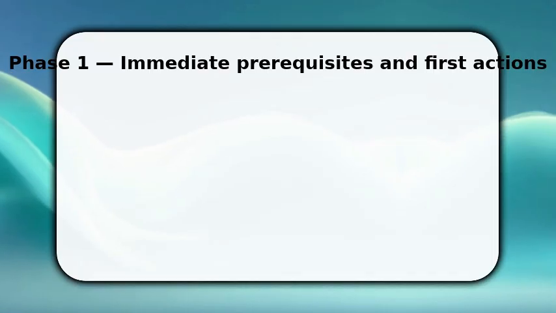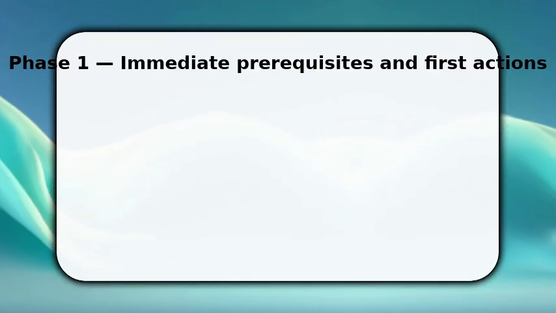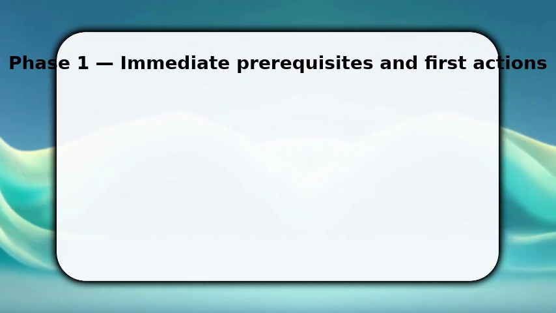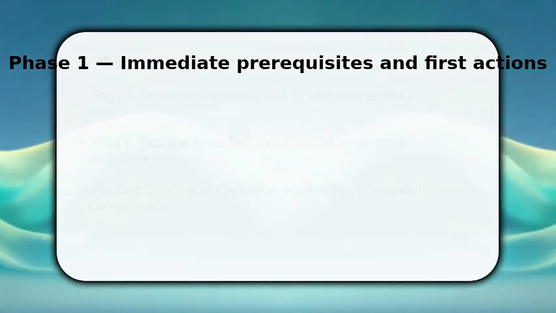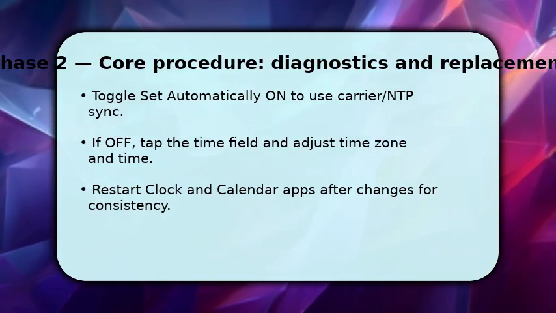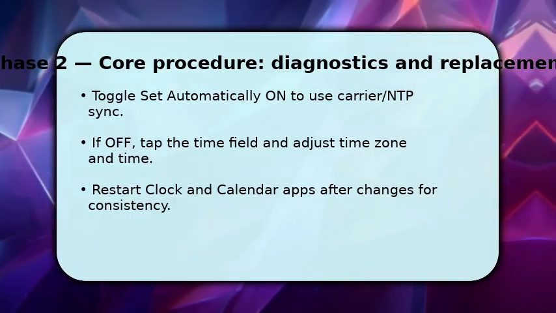Once you're on the Date and Time screen, you'll see Set Automatically. Make sure you know if you want network time or manual control, because the next step changes how the system updates. Now decide how to set the time. Toggle Set Automatically on if you want the carrier or network NTP to keep your clock correct. This is the simplest and most reliable option.